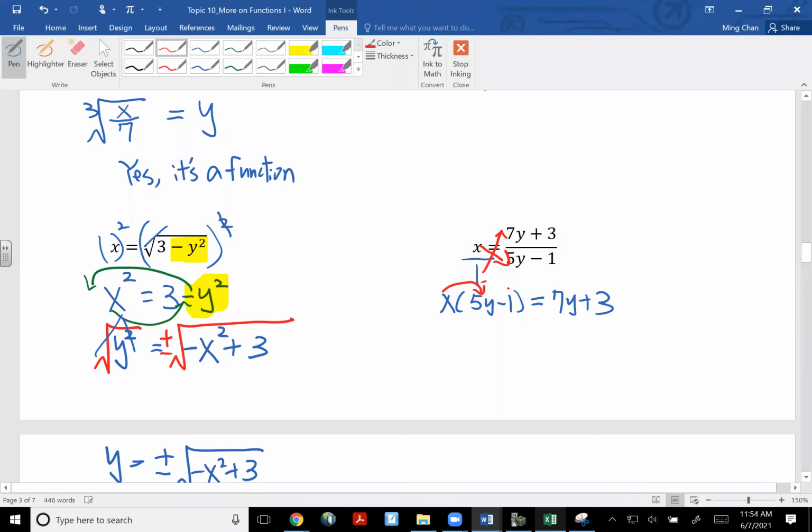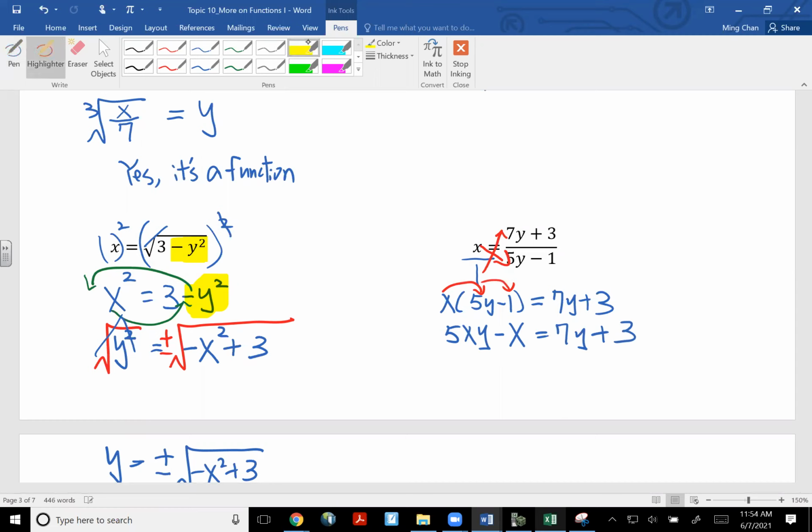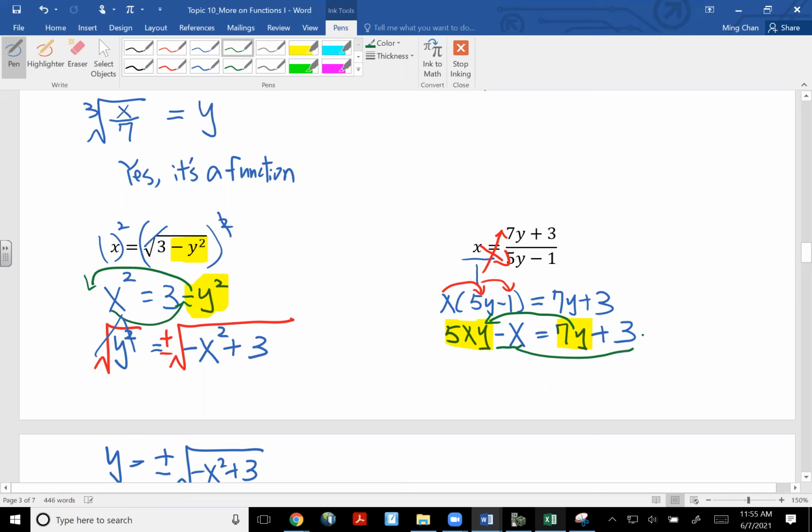Distribute my x to bring the 5y out. I get 5xy minus x equals 7y plus 3. So now, remember I'm solving for y, so the terms with the y are my variable terms. Got one here, one here. Okay, and these two are not like terms. They're all variable terms, but they are not like terms. I cannot combine them, but I still need to have them on the same side of the equal sign. So I'm gonna move the 7y to the left side. Move the negative x to the right.